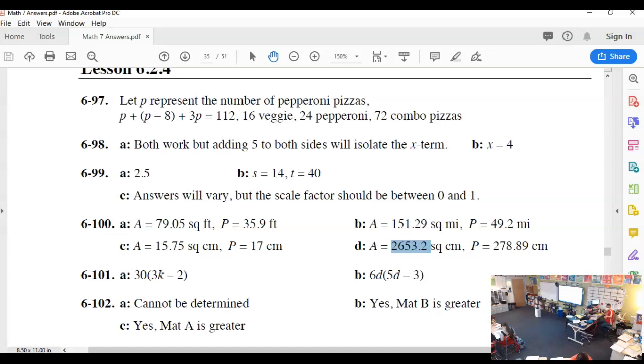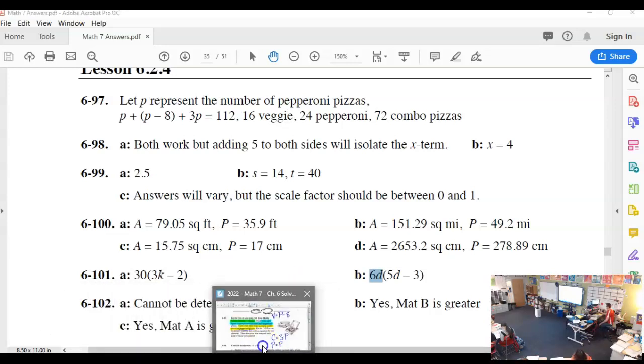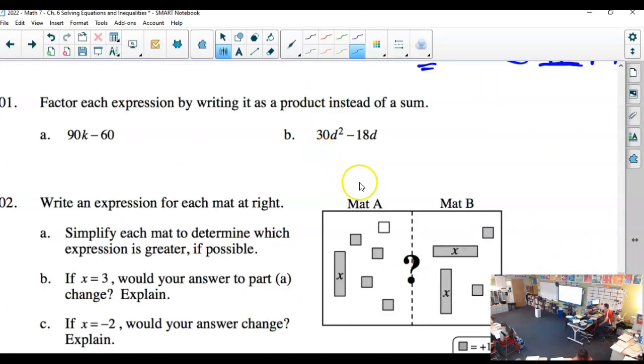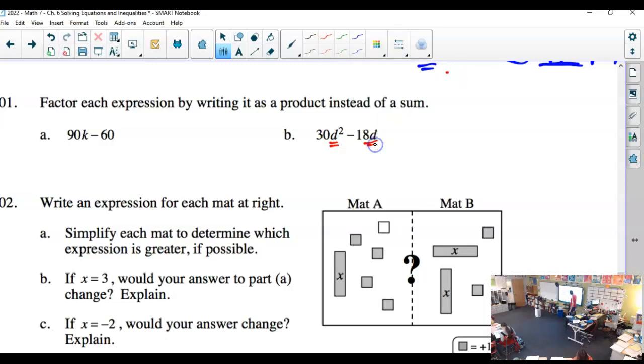Ooh, Farah? For 101B, could it also be 3 parentheses 10 minus 6? Did you take the D with the 3? So, in 101, guys, Farah, thank you for asking because we're still getting better at factoring. When we factor, like in 101, since there's a D in both of them, we can take a D with it. You don't have to, but we can.